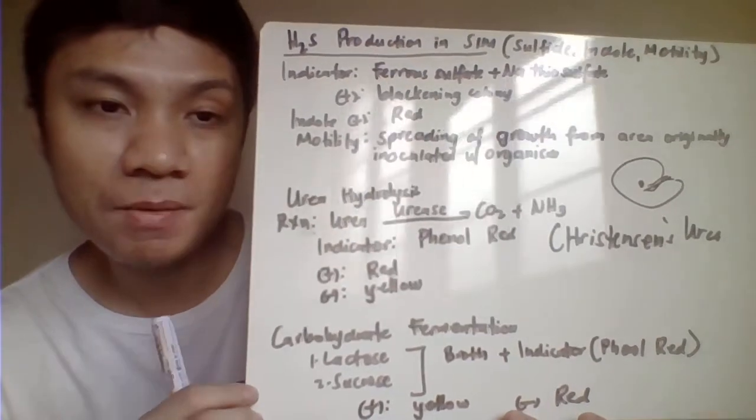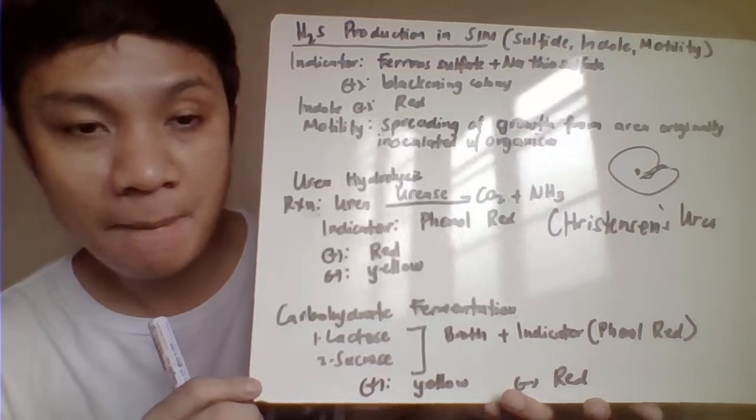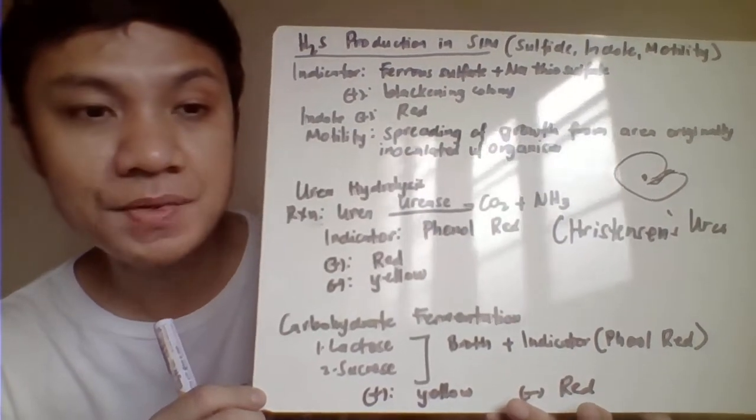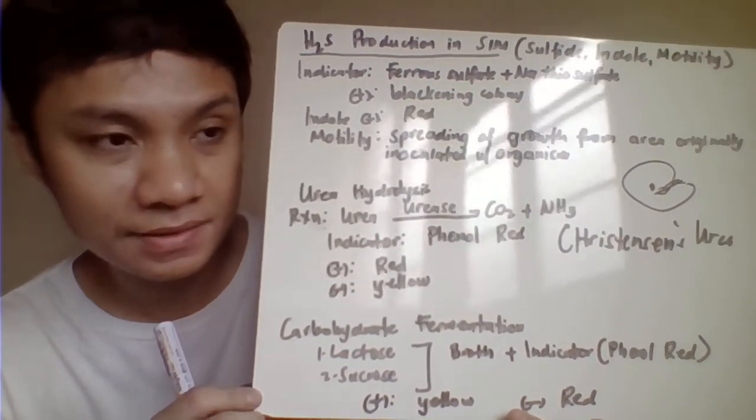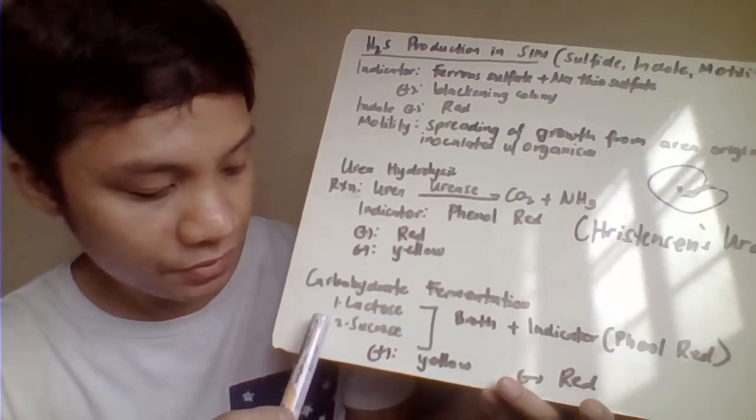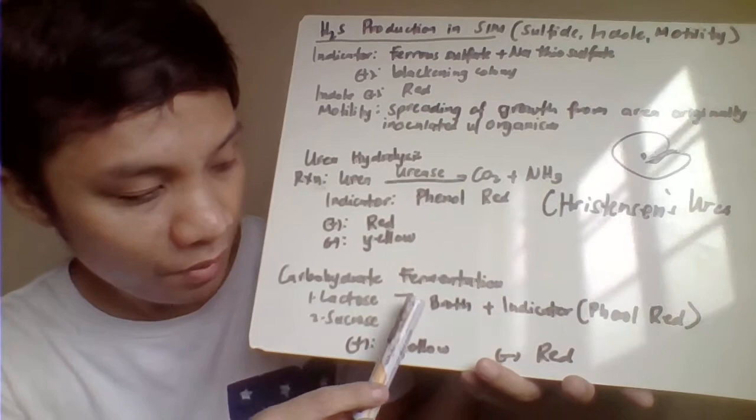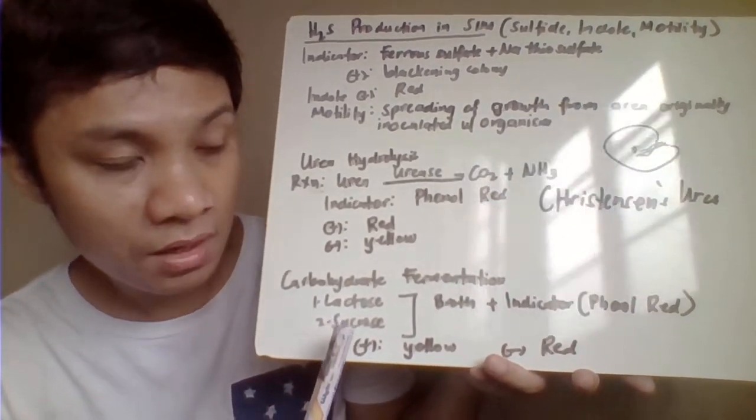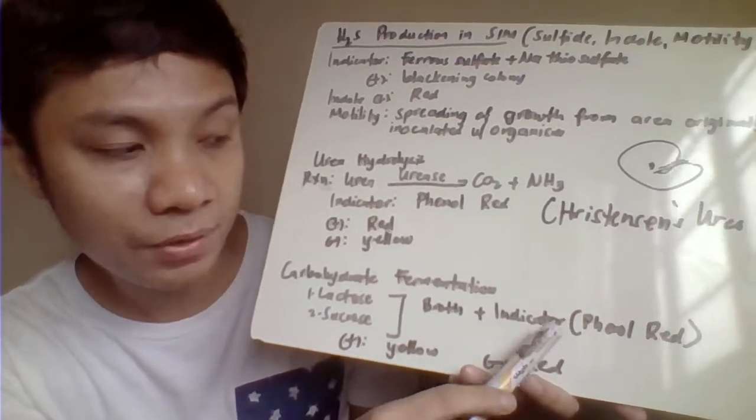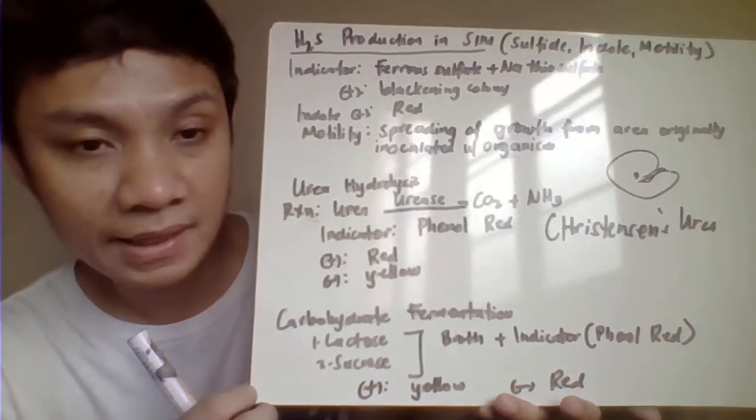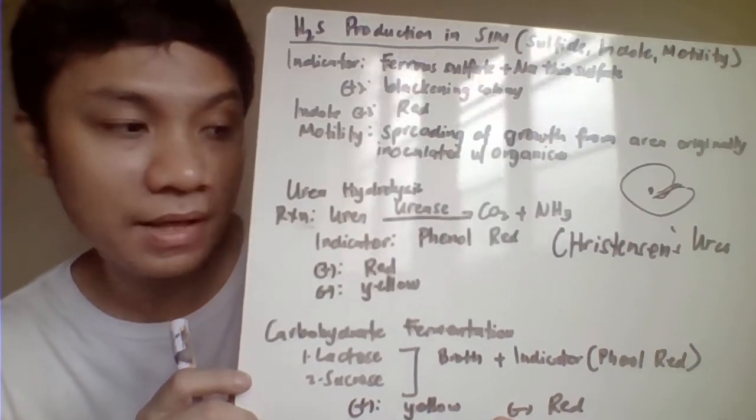Now we go to your carbohydrate fermentation. So this would identify the ability of your organism here to catabolize or to utilize the different carbohydrates. So you could have here your lactose or you could also have here the sucrose. So for this one, you could have your lactose broth or your sucrose broth, inoculate your organism on that, then add your indicator in the form of your phenol red. Positive result yellow and negative result will be red in color.